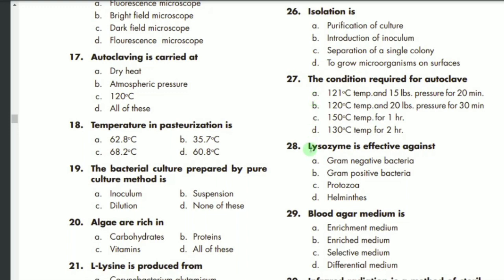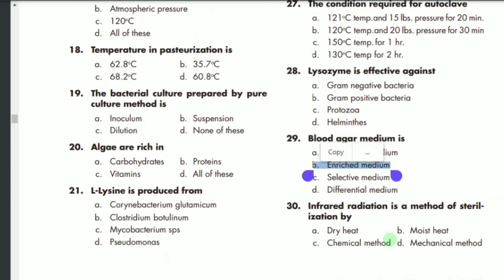Okay, lysozyme is effective against, so it is mostly effective against gram-positive bacteria. B is the correct option. What is blood agar? Remember, guys, blood agar is actually an enriched media. It means that every type of microorganism can easily grow on blood agar because it contains a huge amount of nutrients.